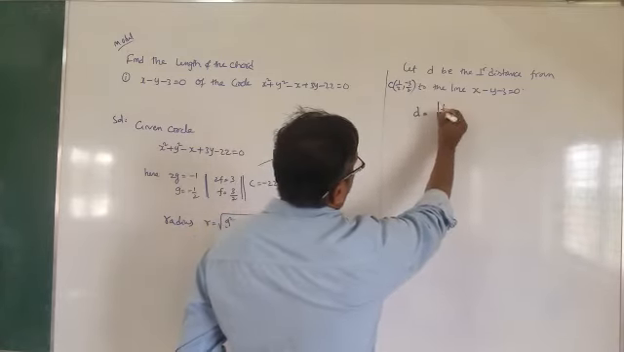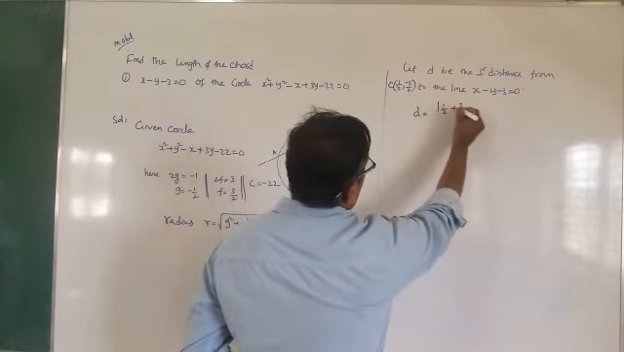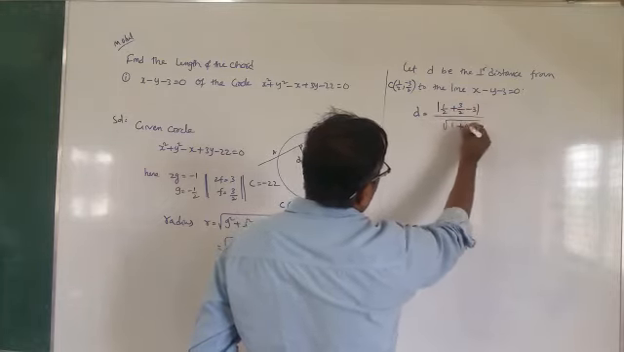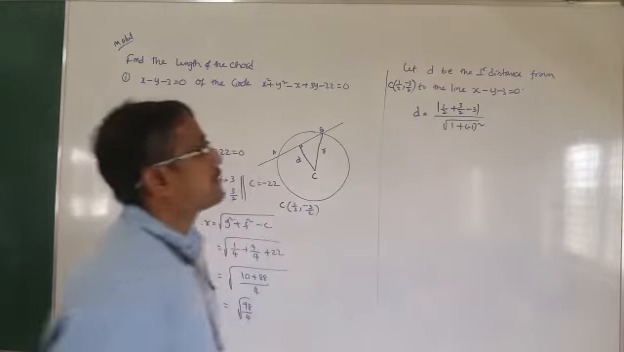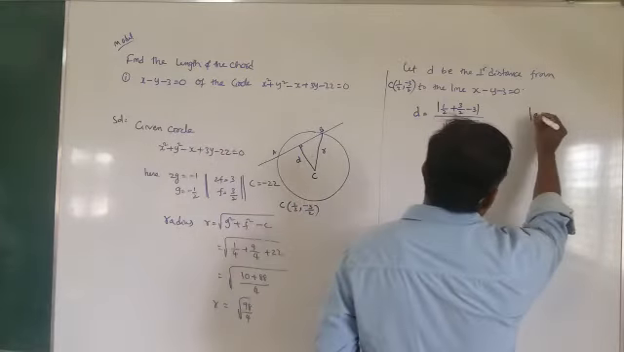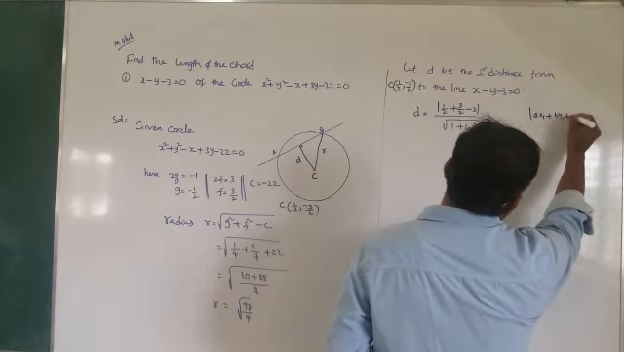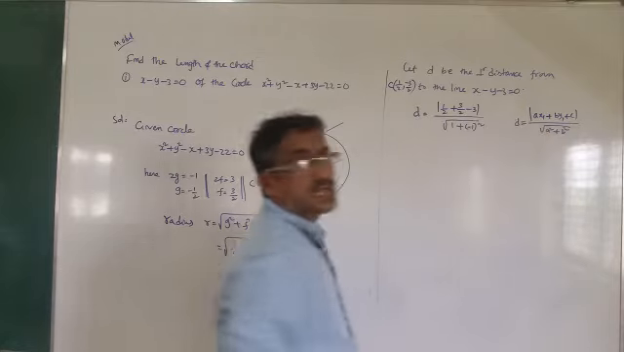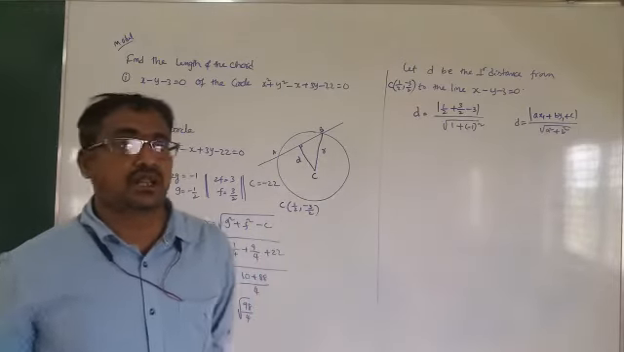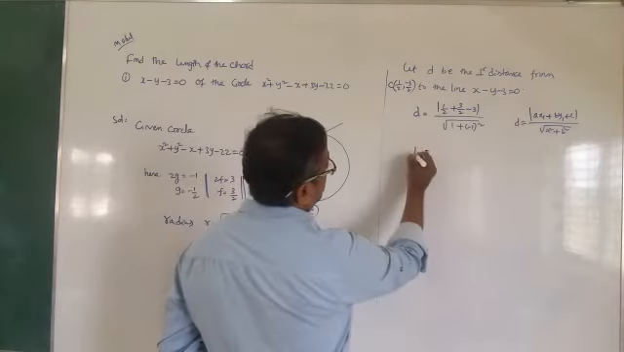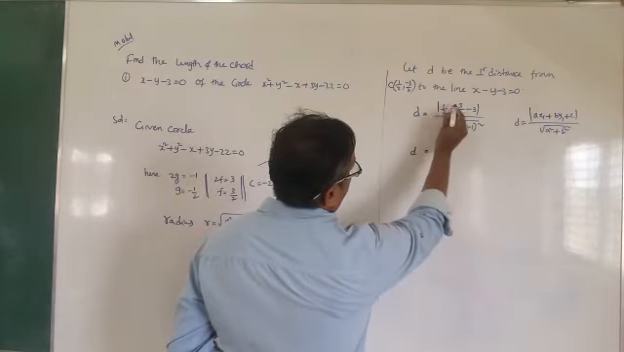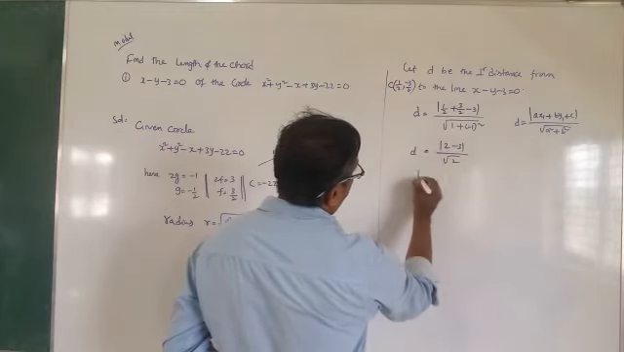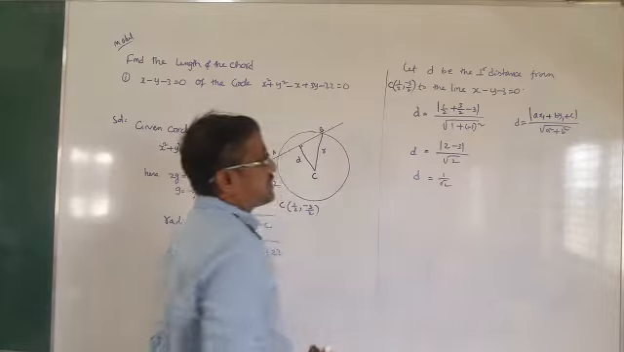So mod ax1, so 1 by 2 plus 3 by 2 minus 3 by root of a square plus b square. This is the formula, mod ax1 plus by1 plus c by root of a square plus b square, perpendicular distance from a point to the line. So d is equal to, it is 1 plus 3, 4 by 2. So it will be 2 minus 3 by root 2. So d is equal to 1 by root 2.